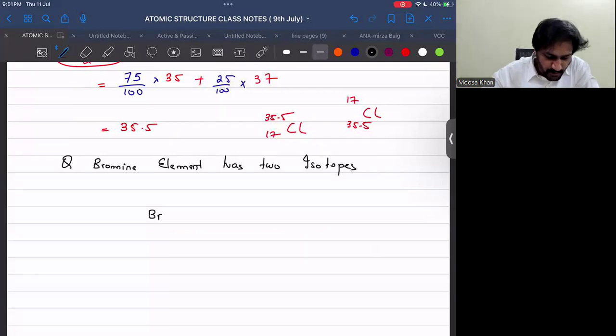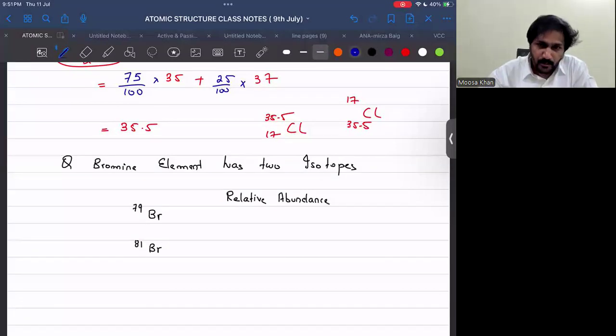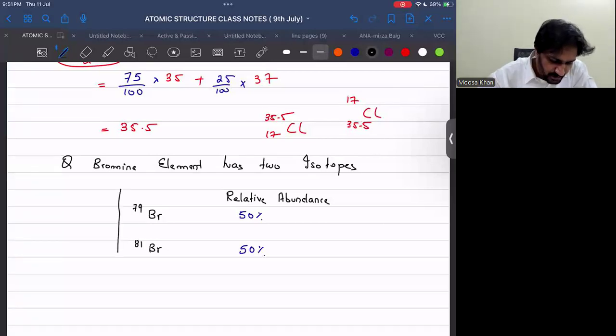They gave you the two bromine isotopes, one with the mass number 79, the other with the mass number 81. And with that, they have also given you the relative abundances, the percentages of both of these isotopes. What was the relative abundance? Bromine 79 had a relative abundance of 50%, and the isotope bromine 81 had a relative abundance of 50%. Both are 50%, 50%.